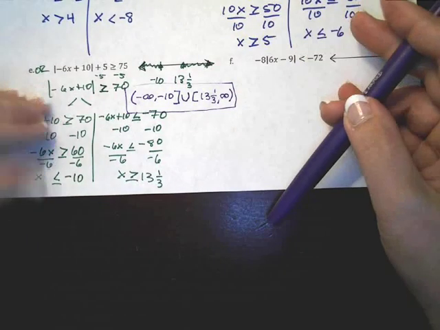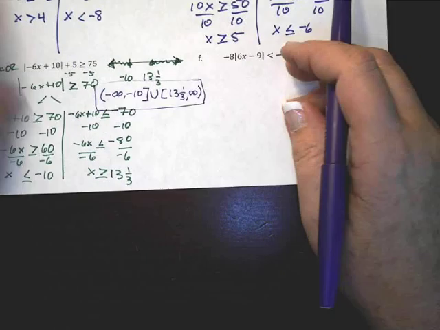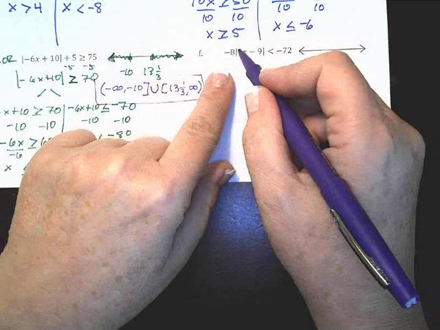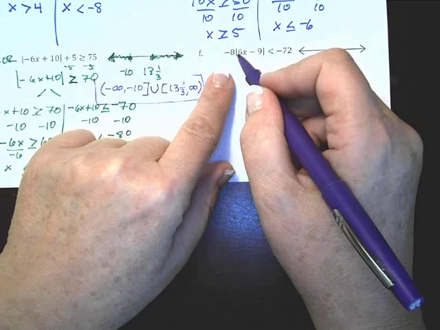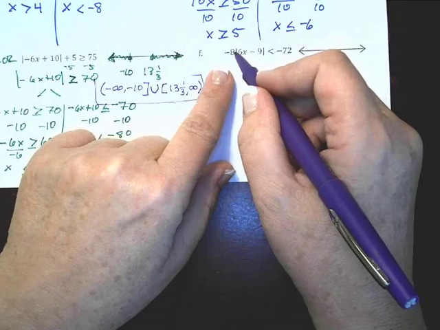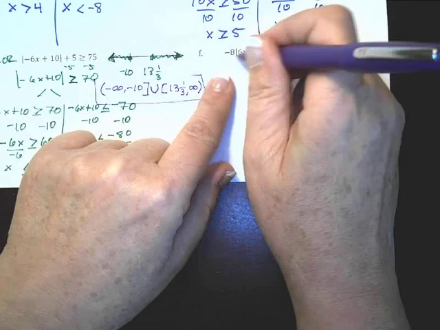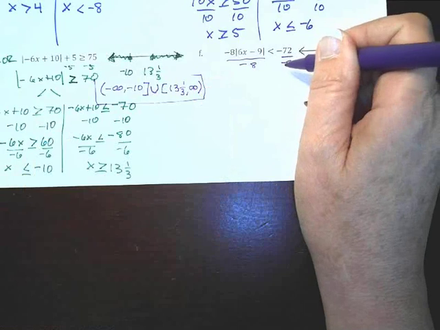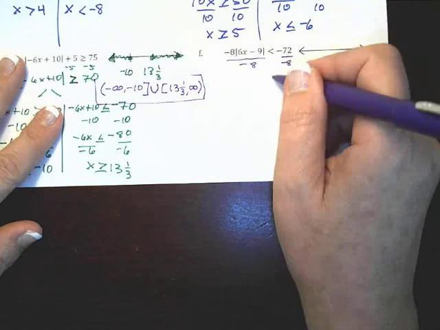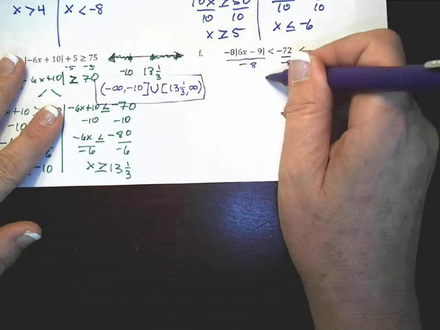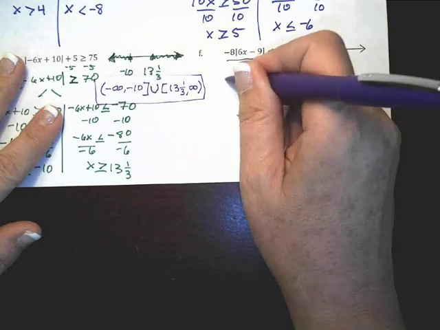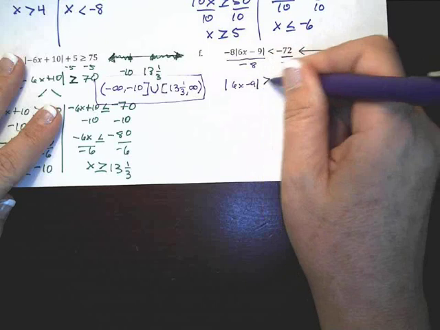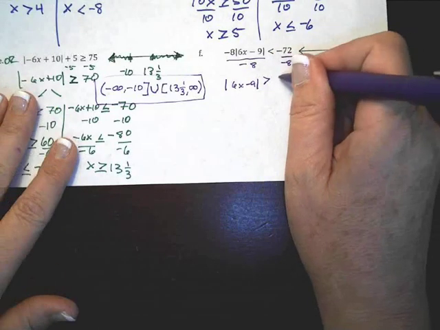All right, our last example. So the first thing we want to do is isolate our absolute value. This negative 8 is sitting right next to the absolute value, which means it's being multiplied. If we want to get rid of the negative 8, we need to do the opposite of multiplication, which is division. So divide both sides of this inequality by negative 8. Now when we do that, it flips the inequality symbol. So we have absolute value of 6x subtract 9 is greater than a positive 9.